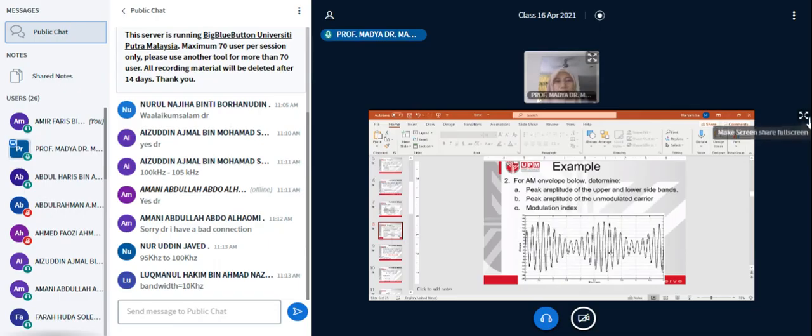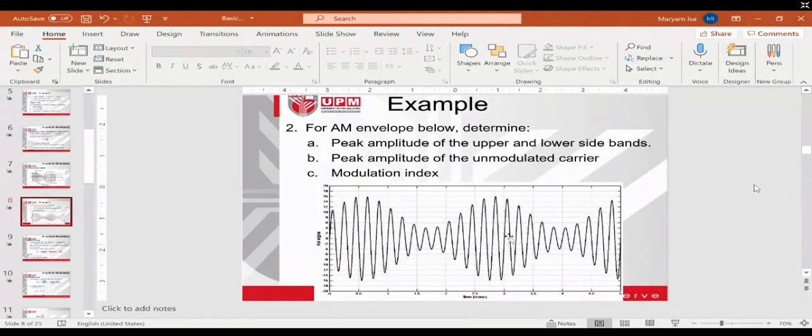All right, second question. So this is an amplitude modulation envelope. So you determine the amplitude. We already did examples last lecture. You can see that the peak here, Vmax is 16 and the Vmin is around 4. So determine the peak amplitude of the upper and lower sideband.